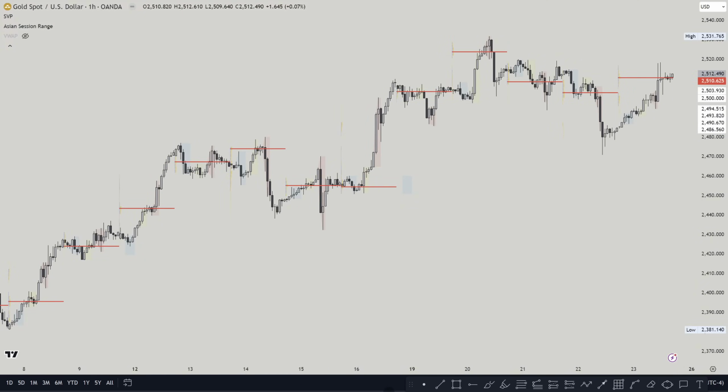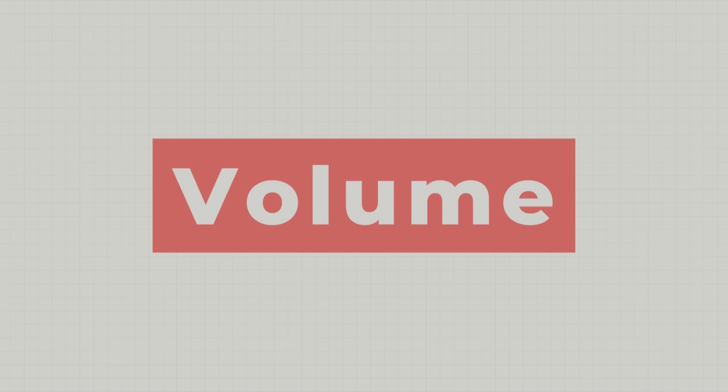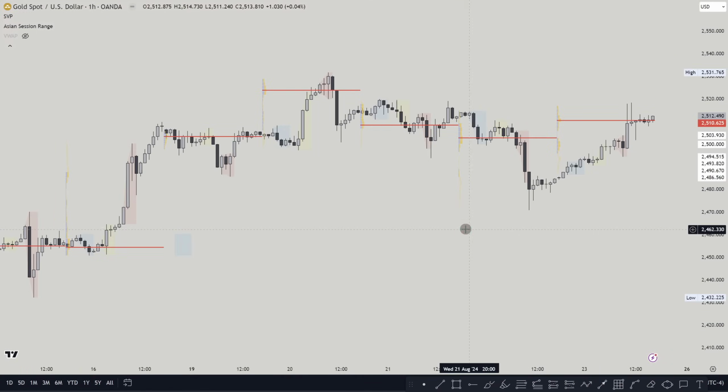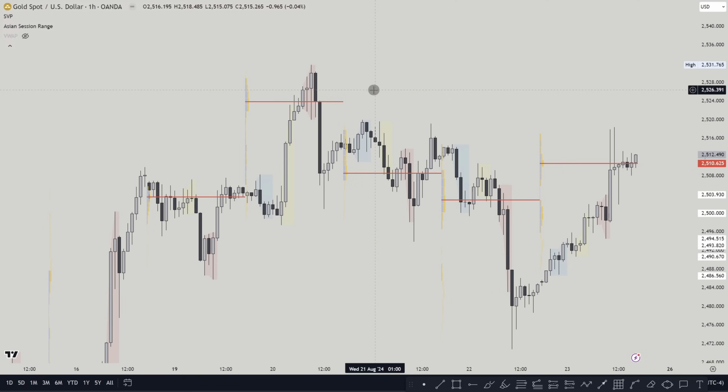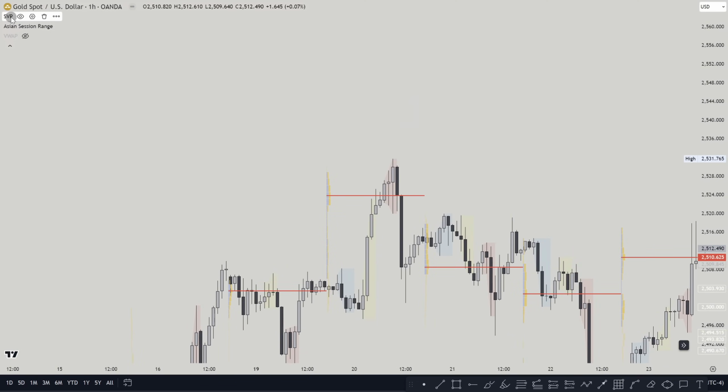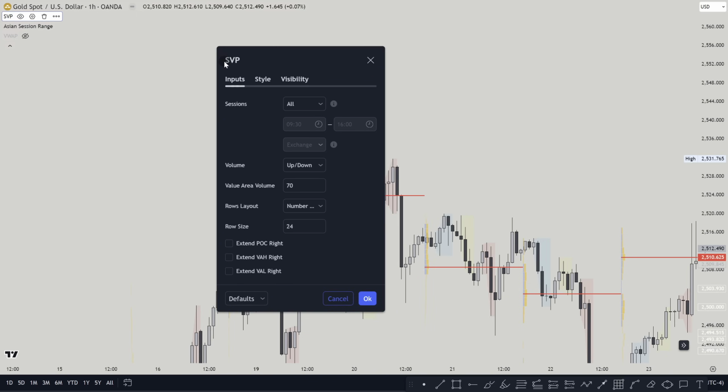The third confluence we have is the volume. Now, how do we combine volume and fair value gaps at the same time? What I do actually is use this indicator, which is SVP.